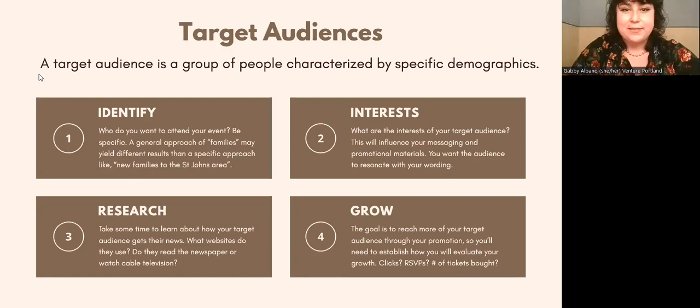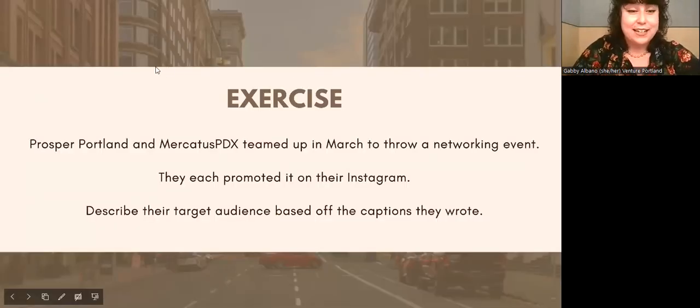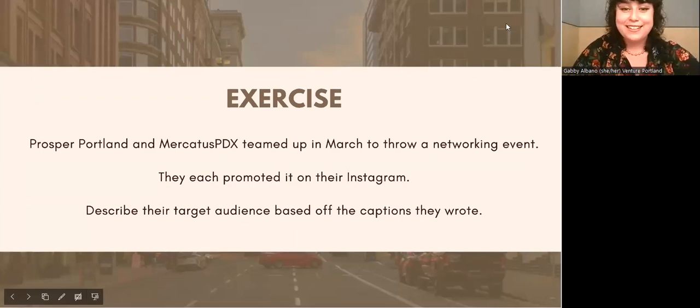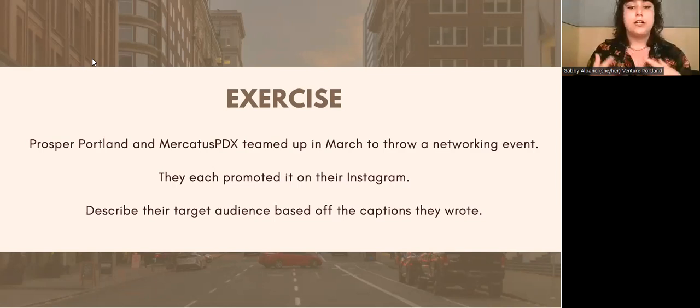Okay, great. So now we have our second exercise. I told you it would be doing quite a few. So Prosper Portland and Mercatus PDX teamed up in March to throw a networking event. They each promoted it on their Instagram. I'm going to show both of their captions in the next slide. And your goal is to describe their target audience based off the captions they wrote.